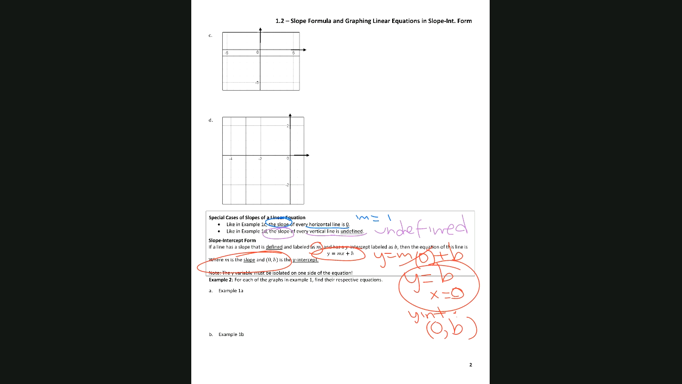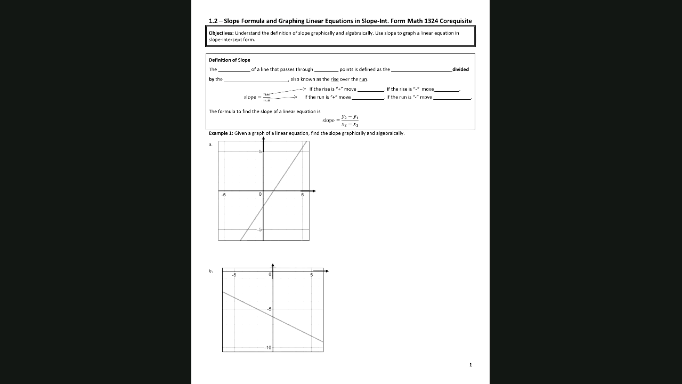So now for example 2, they want us to use the same graphs from example 1 and find the respective equations. So let's go back to example 1, example 1a, I should say. And so for that one, we got a slope of 3/2. And I actually made a mistake and I deleted everything here.